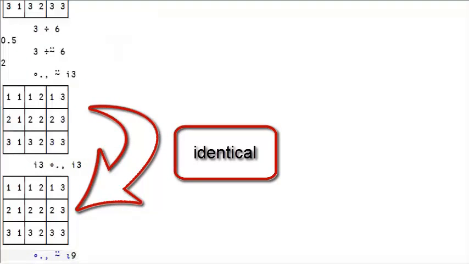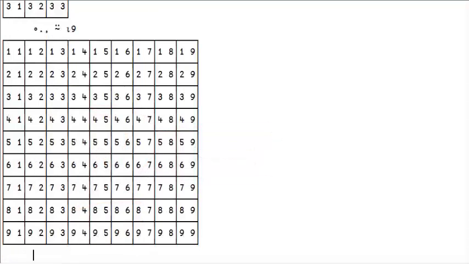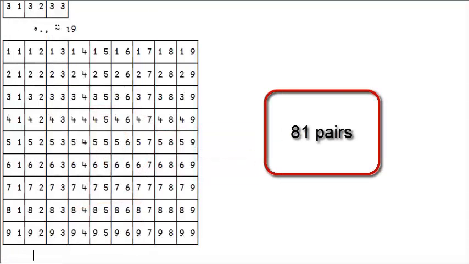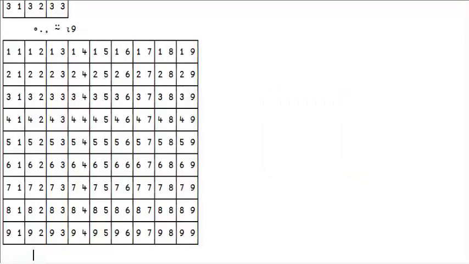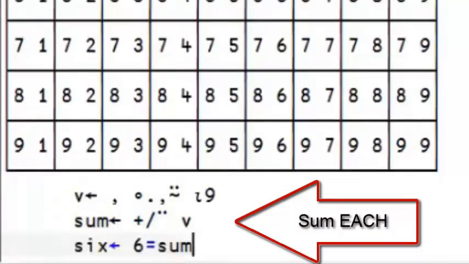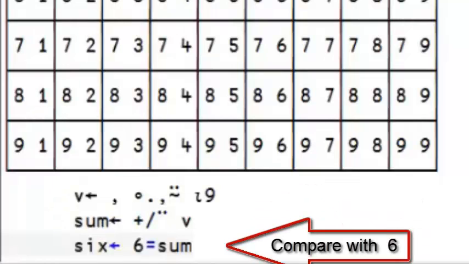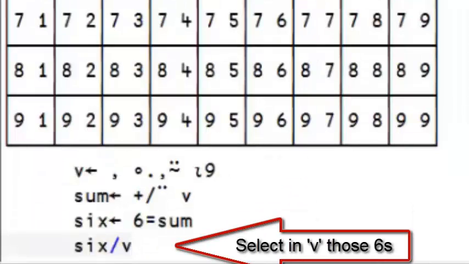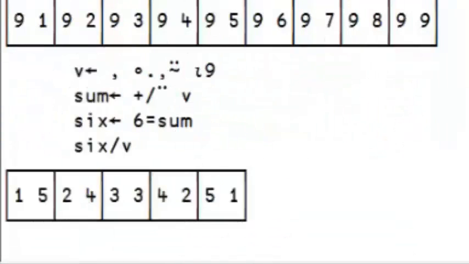Let's do it now for the numbers 1 to 9. So now we've generated all the possible pairs of numbers from 1 to 9. There are 81 of them. Let's put them all into a variable. Let's see what their sum is. And let's say we want to find all the ones that add up to 6. Now we use that 6 to compress over V, and we find out all the pairs that actually add up to the number 6.